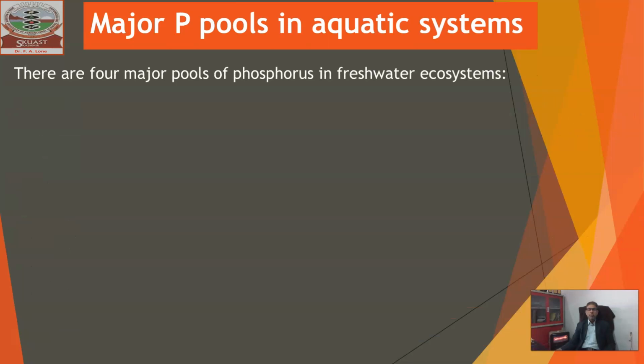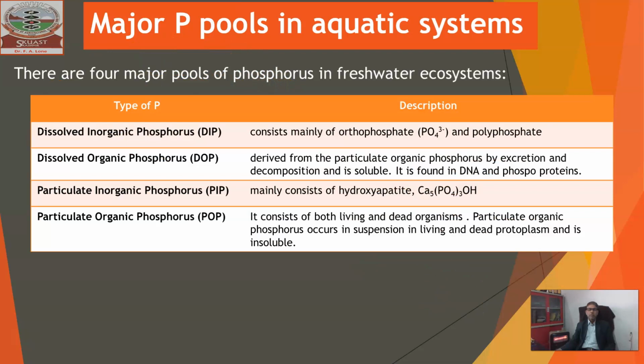Then the major pools of phosphorus in the ecosystem. There are 4 major pools of phosphorus in freshwater ecosystems. Number 1 is the dissolved inorganic phosphorus, and this consists mainly of orthophosphates and polyphosphates. Then we have got dissolved organic phosphorus.